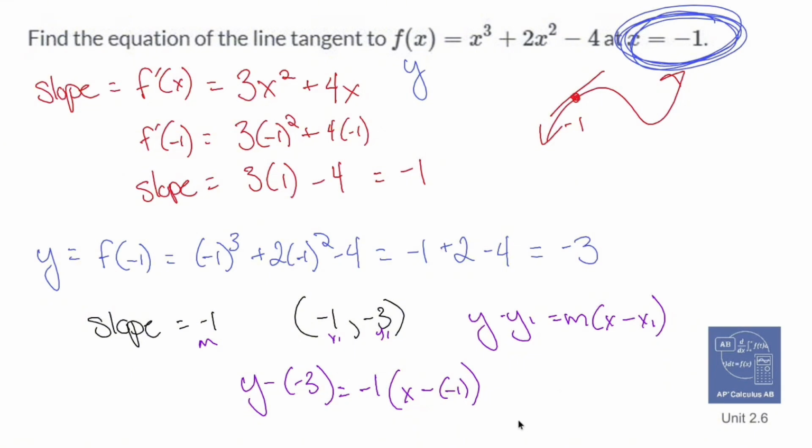And cleaning that up just a little bit more, y minus -3 is y plus 3. I don't need the -1 part, I just need the negative. And x minus -1 is x plus 1. And that's a reasonable answer. And if you wanted to make that slope-intercept form, then distribute the negative and subtract 3 from both sides. Either way, this is acceptable, and this is going to be my slope of the tangent line of that cubic function at x equals -1.